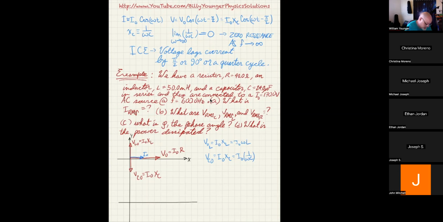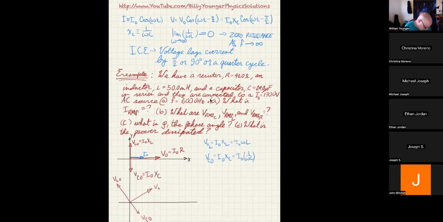Okay, also looks pretty good. So what I'm going to do now is draw that first phasor. That's my V0. And then 90 degrees ahead of that is VL0, and then 90 degrees behind that is VC0.